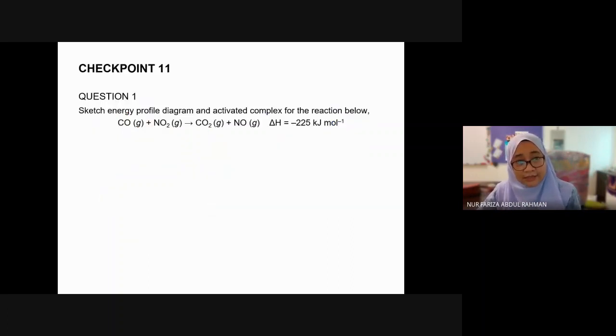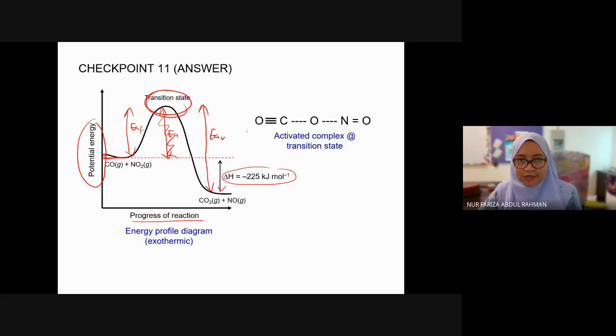Dia nak apa? Activated complex. Kena draw. Okay, you kena draw the activated complex. Kat sini yang student dia ada masalah sikit. But you kena imagine. Ingat, activated complex, dia orientation kena betul. Okay, alright. So, this is how the activated complex looks like.